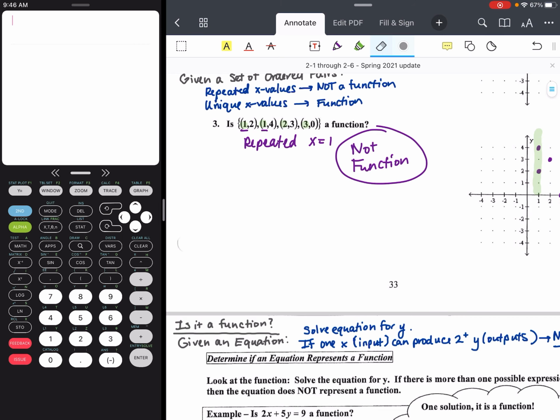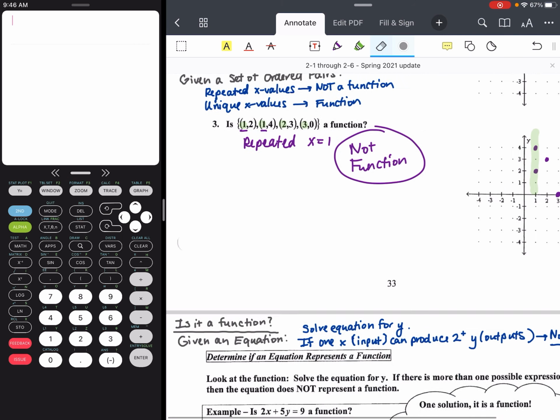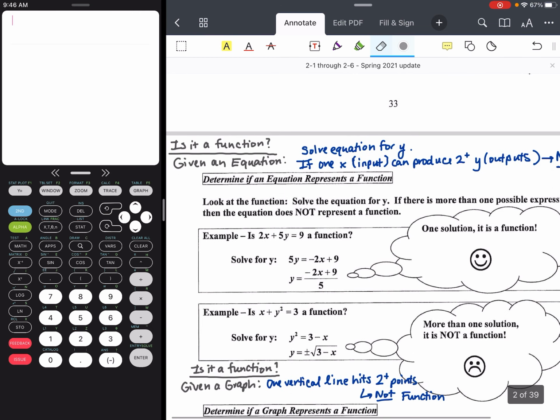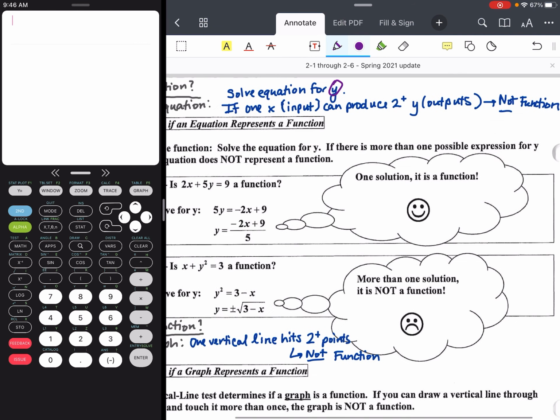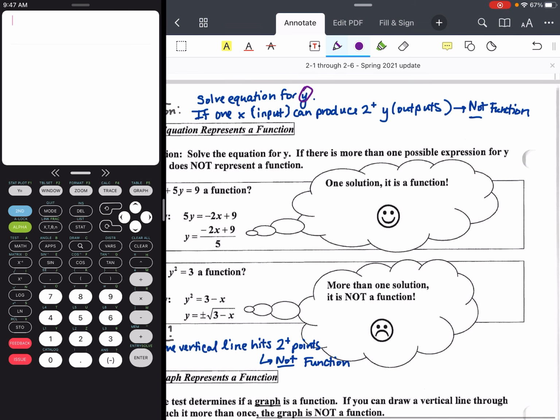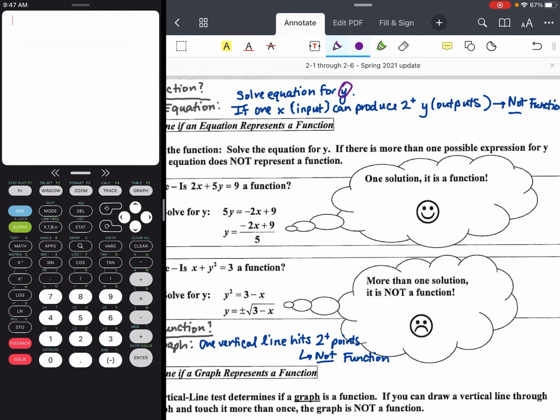Okay, so we can also be asked if we have a function if we're given an equation. So if you're given an equation for a relation and you're asked, is it a function? Your first step is to solve that equation for y. And then looking at the equation after it's solved for y, if one x value, if one input value can produce 2 or more y values, 2 or more outputs, that means it's not a function.